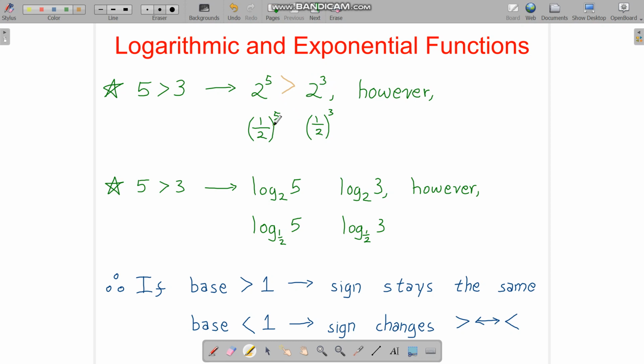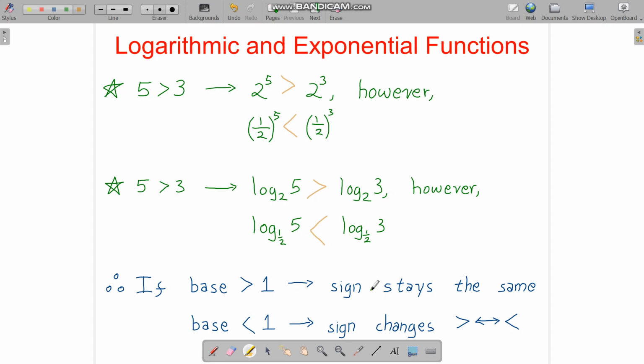But if we use 1 over 2 for the base, 1 over 2 to the power of 5 is now smaller than 1 over 2 to the power of 3. And if we use logarithm, 5 is bigger than 3. If we use log 5 base 2, this is bigger than log 3 base 2. But if the base we use is 1 over 2, we get log 5 base 1 over 2 is actually smaller than log 3 base 1 over 2.